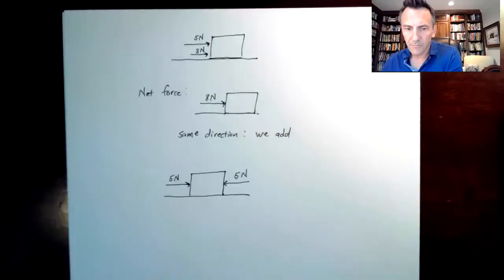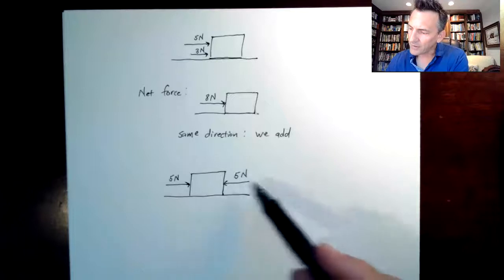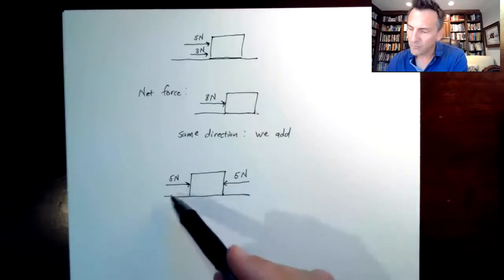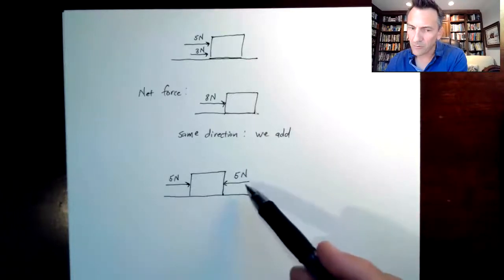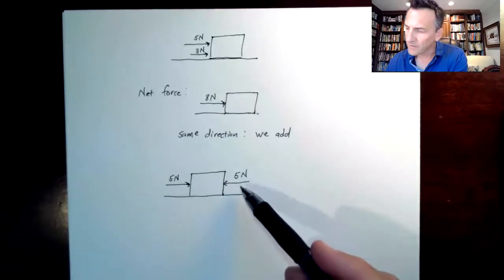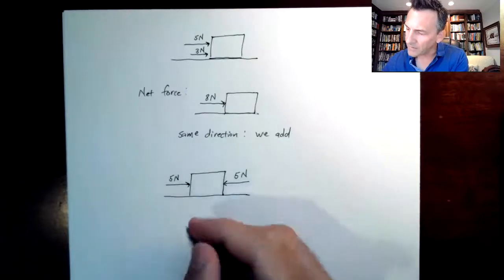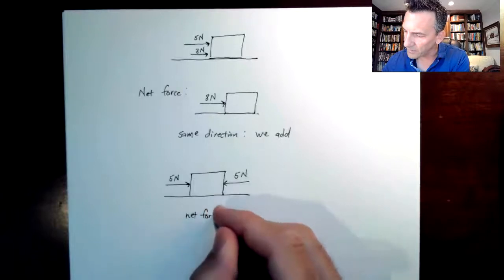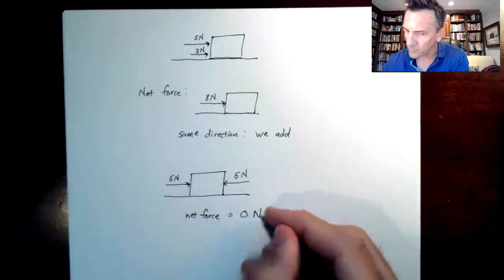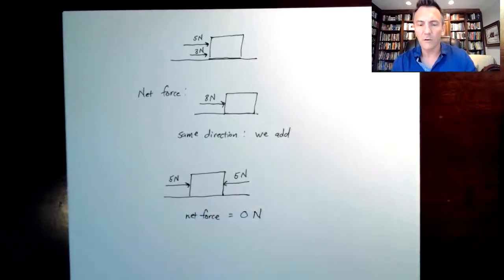Let's do one more case. What is the net force in this case? I have a 5 newton force pushing to the right and another 5 newton force pushing to the left. So they are equal and opposite. And since they are opposing, then we will subtract them. And in this case, the net force then is 0 newtons. In the case of zero, we don't include the direction because zero doesn't have a direction. But this is the only time we would not include a direction when we're talking about forces.